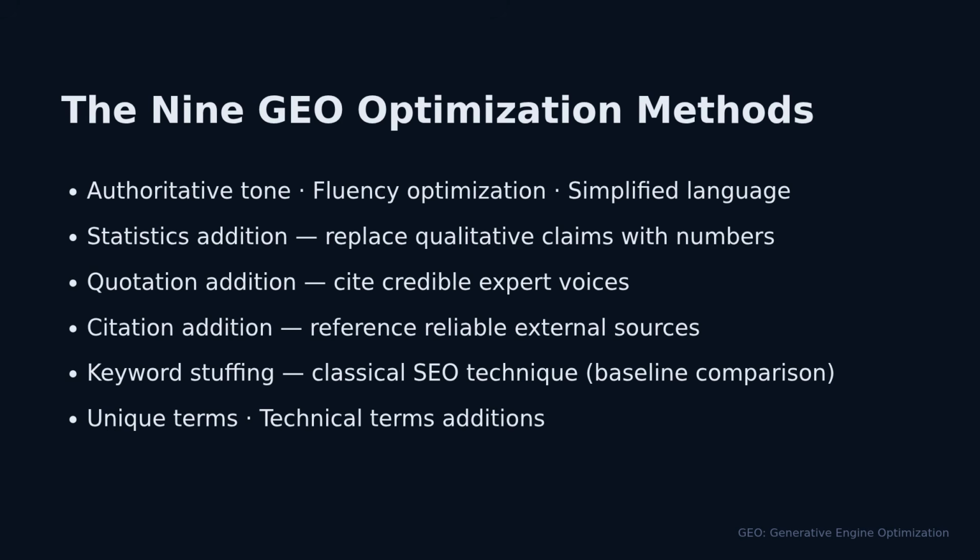The 9 GEO methods span a wide range of strategies. Some are purely stylistic, improving fluency, simplifying language, or adopting a more authoritative tone. Others add new content, embedding relevant statistics, inserting credible quotations, or adding citations to external sources. There is also a keyword stuffing method borrowed directly from classical SEO, included as a baseline comparison. Each method is applied individually to one randomly selected source for every query.